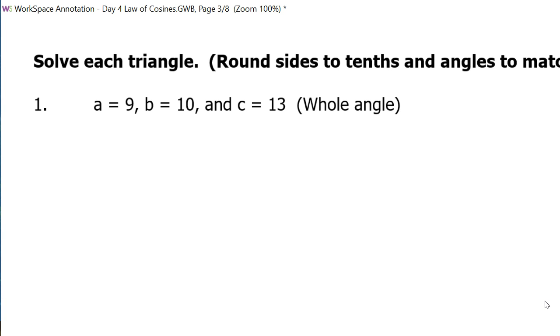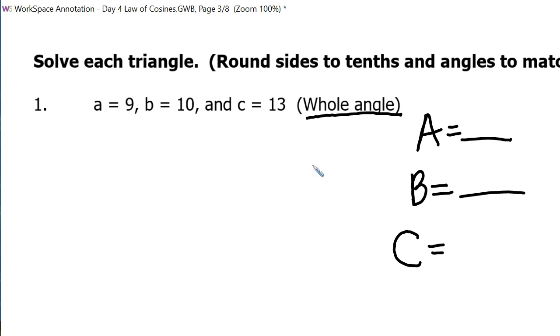Okay, so it says solve a triangle. So remember, when you're solving a triangle, you need all three sides and all three angles. And it says round sides to the tenth and angles to match or as stated. So when it talks about matching, that means if they use degrees and minutes, you have to use degrees and minutes as well. But over here, what does it say right here? Whole degree. So we're rounding our angles to the nearest degree according to the instructions. So we need angle A, angle B, angle C, and we'll need side A, side B, and side C.